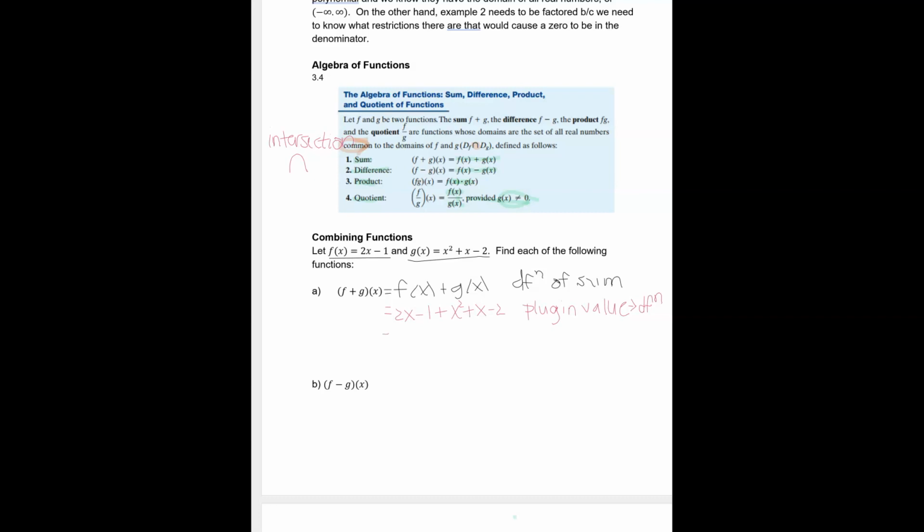Now the last thing that we have to do, new color, orange, is combine like terms. So we only have one x squared. We always want it in descending order, so we start with the highest power. So x squared, that's a 2. And now let's look at our x terms. We have a 2x and an x, so that's going to give us 3x. And then a negative 1 and a negative 2 gives us a negative 3, beautiful. So this was combined like terms. Wow.